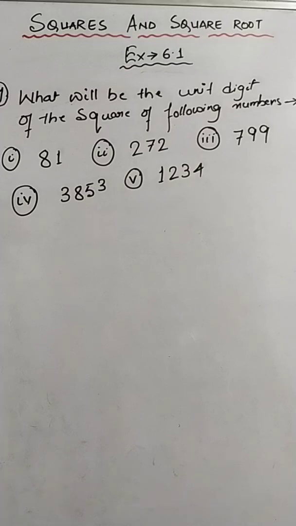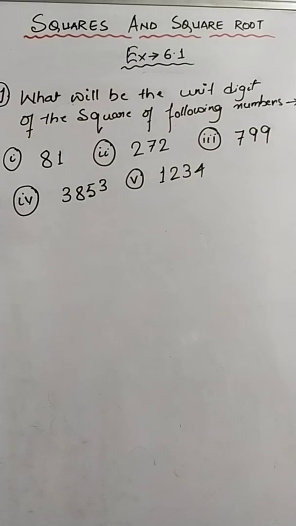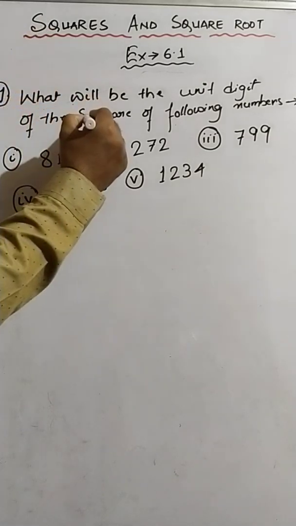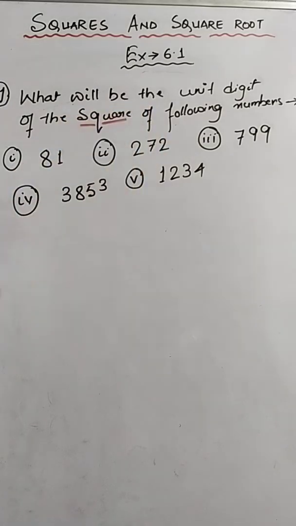Hello students, from today onwards we'll start a new chapter, squares and square root. So we'll do question number 1 of exercise 6.1. In question number 1 we have: what will be the unit digit of the square of the following number? So we have to understand this word first. What is the meaning of square?